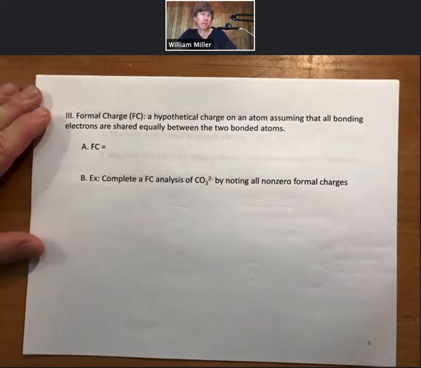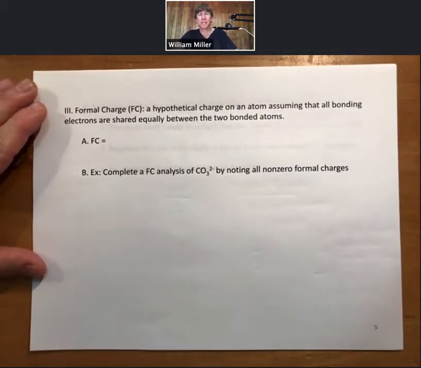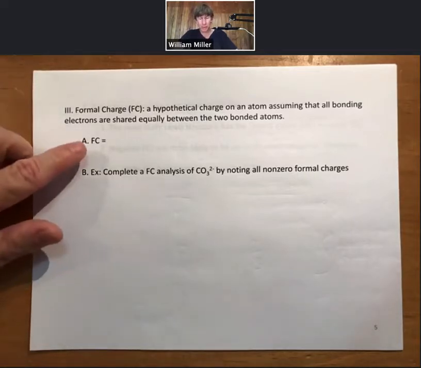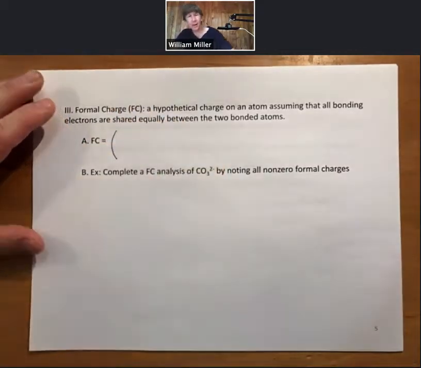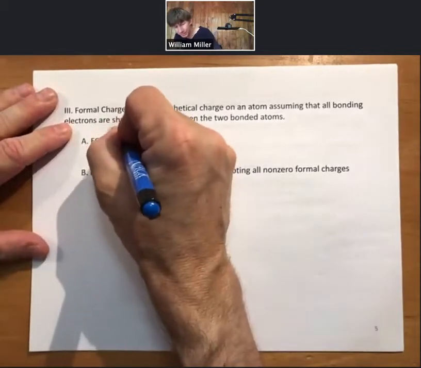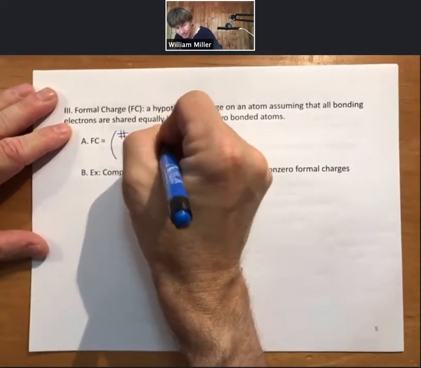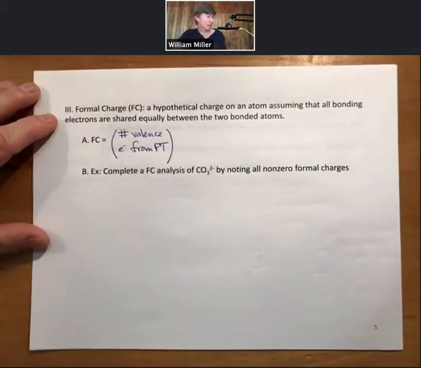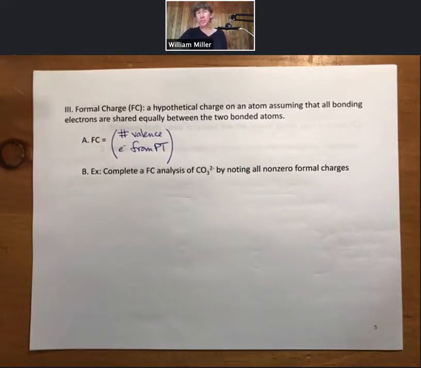Formal charge, capital F, capital C will be our abbreviation for it, is a hypothetical charge on an atom assuming that all bonding electrons are shared equally between the two bonded atoms. There will be an equation for this. Formal charge equals the number of valence electrons from the periodic table. By that I mean the number of valence electrons we would use to come up with, or we would assign, for a Lewis structure.